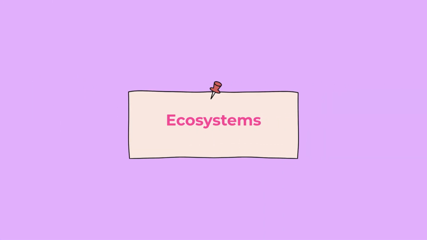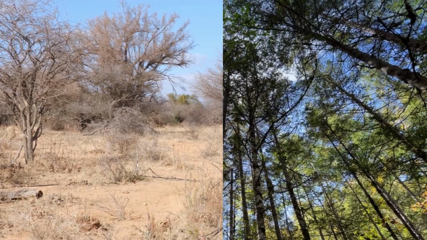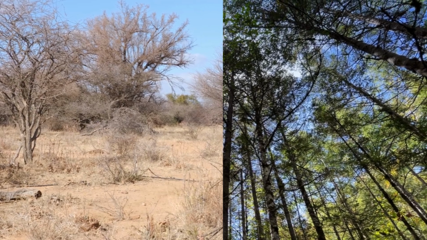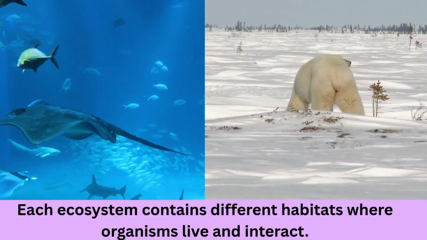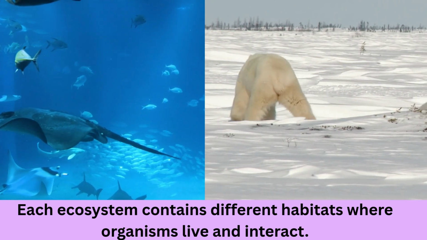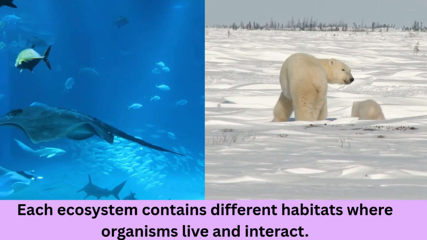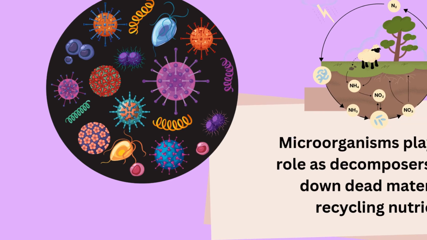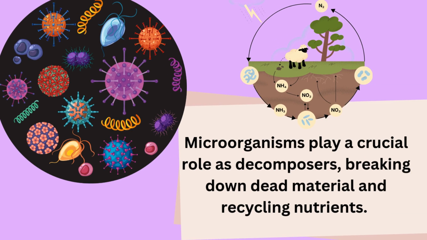Now, let's dive into section 3, ecosystems. Our planet is home to diverse ecosystems, from rainforests to deserts, oceans to polar regions. Each ecosystem contains different habitats where organisms live and interact. In an ecosystem, energy flows through food chains and food webs. Microorganisms play a crucial role as decomposers, breaking down dead materials and recycling nutrients.